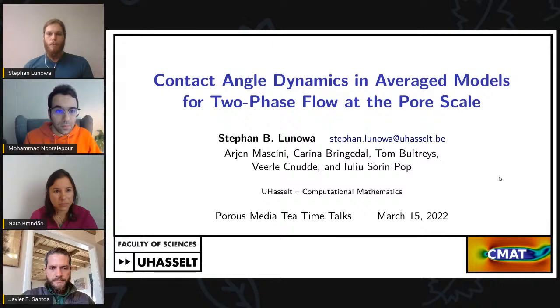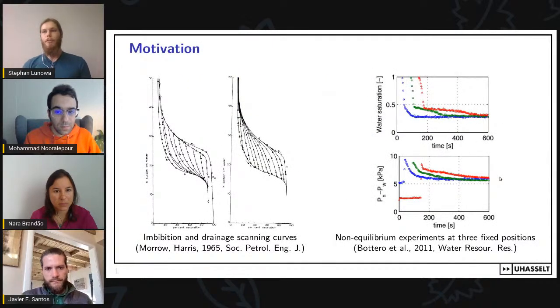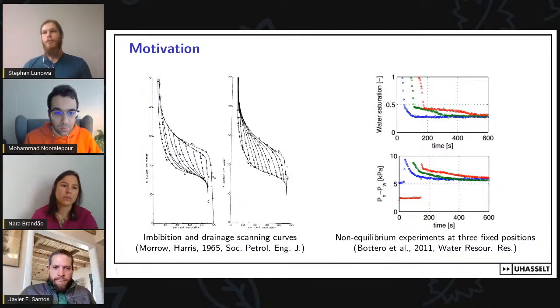As a short motivation, we already saw it before. Basically, if you look at the scanning curves between imbibition and drainage, you see that these hysteretic effects and dynamic effects play a role depending on where you start with the saturation. And whether you do the imbibition or drainage scan, you get different curves, and you might even get these overshoots as seen on the right.